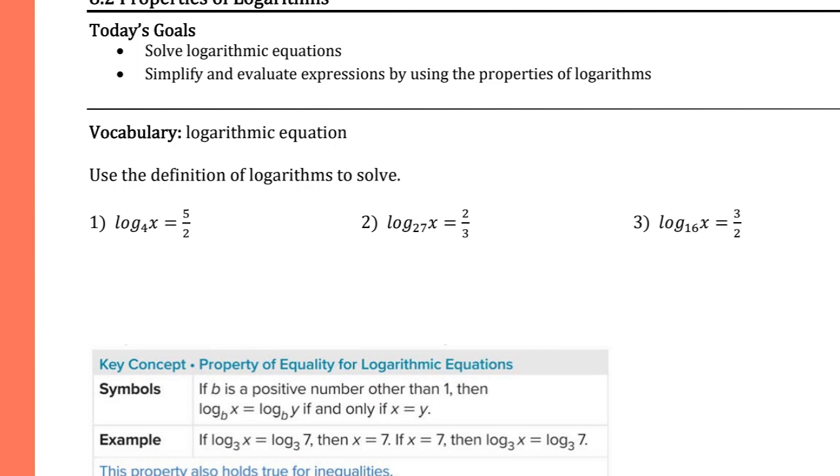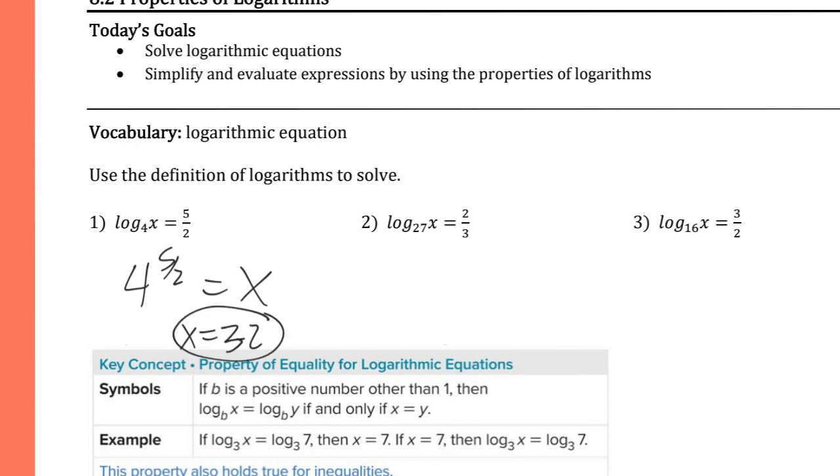what do I notice? Okay, and so if you did 4 to the 5 halves, you're going to get x. You're like, okay, well, then do 4 to the 5 halves and you'll know what x is. You have to square root it and then bring it to the 5th power, and so you're going to get x is 32.